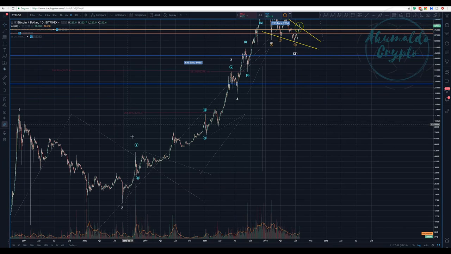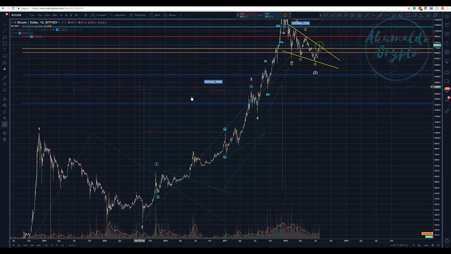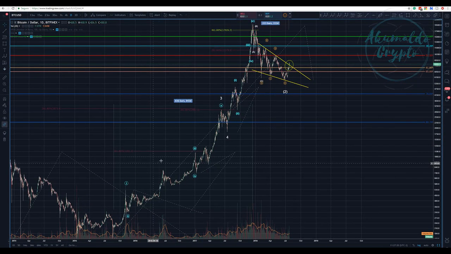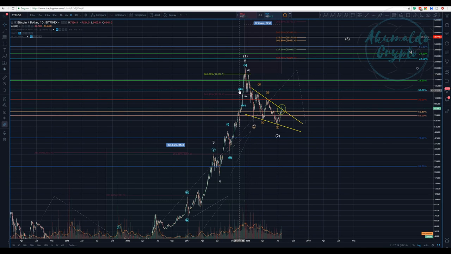So we have this 1, 2, 3, 4, 5. The symmetry here has revealed a really nice 261.8 pattern. I have discussed it with one of my friends in the Discord, and it's a nice confluence here. We have this 261.8 always happening at the third or at the fifth. It might be a coincidence, but if it has happened on more than one occasion, it's something, right? And we finished here.